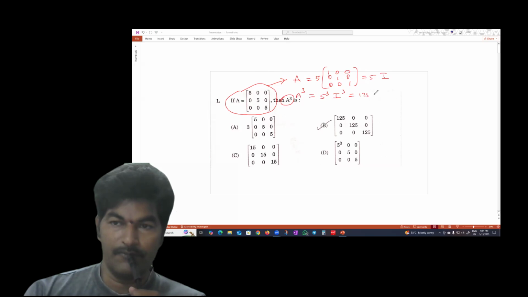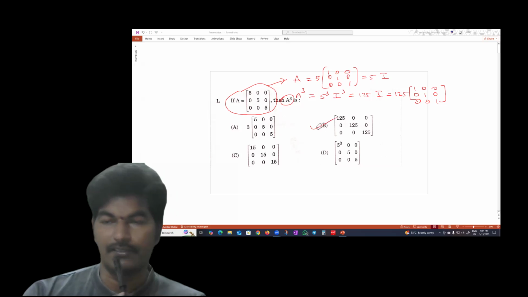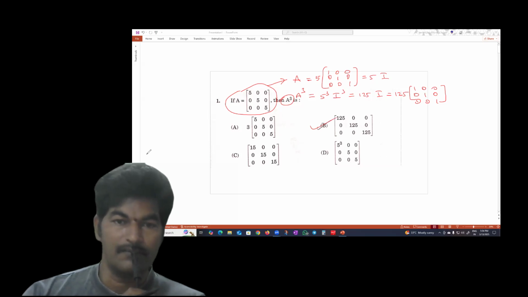5 cube is 125. I cube is I only. So 125 is now multiplying the identity matrix 1, 0, 0; 0, 1, 0; 0, 0, 1. So option B is correct. Okay, understood.